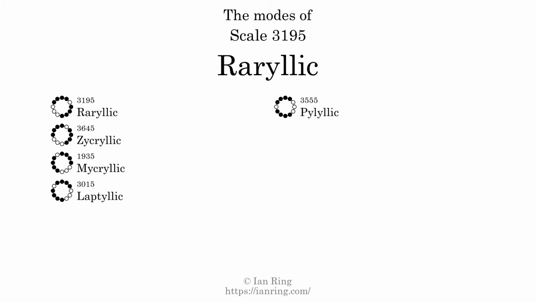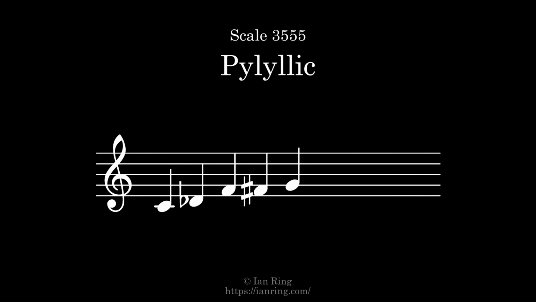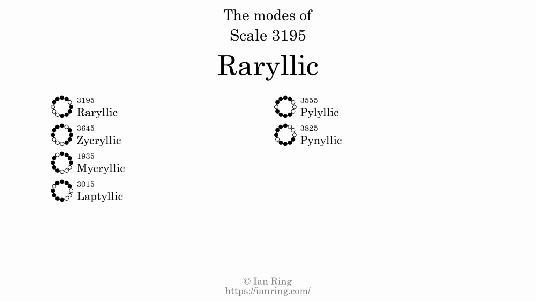The fifth mode is scale 3555, also known as Raryllic. It sounds like this. The sixth mode is scale 3825, also known as Raryllic. It sounds like this.